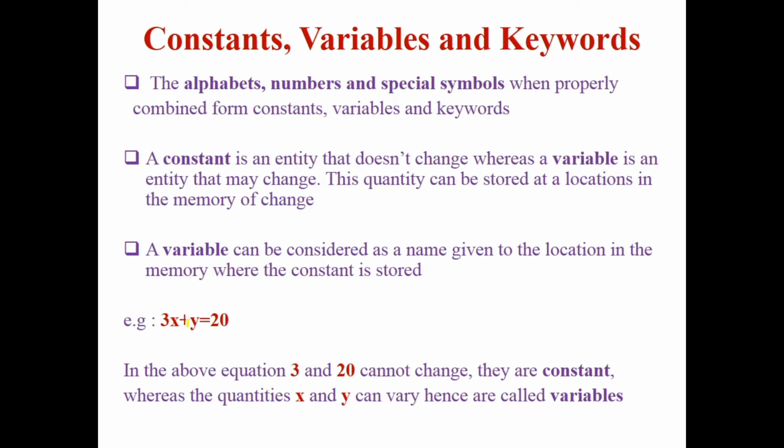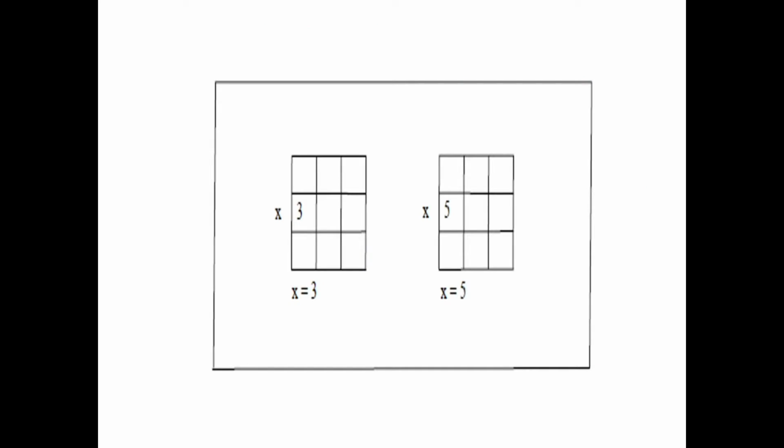Like you are typing 3x plus y is equal to 20. In the above equation, 3 and 20 cannot change. If you're doing a mathematical operation, this 3 will never get changed, this 20 will never get changed in the whole life of this equation. But we can assume any value of x and y. So here 3 and 20 are known as constants, and x and y are known as variables, because these are just names, but later on you can change the value of x and y with any numbers.